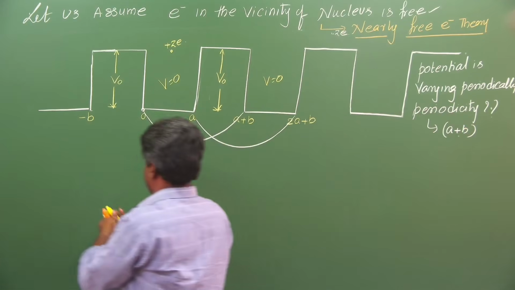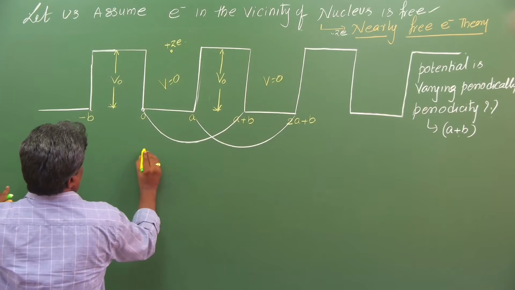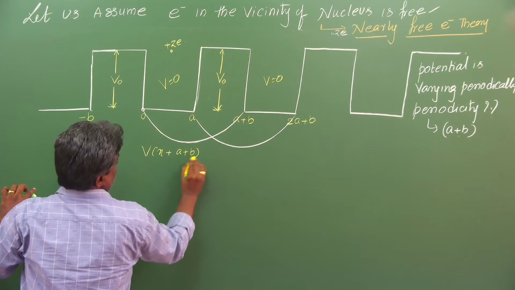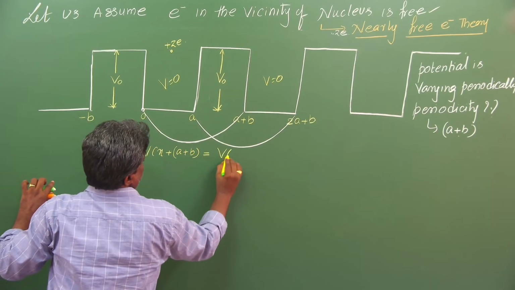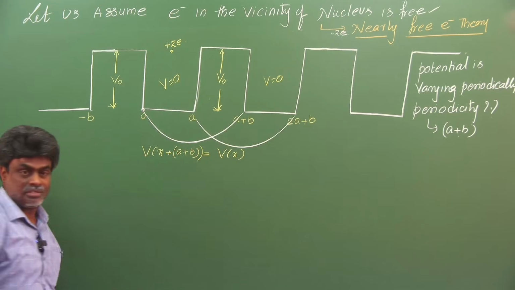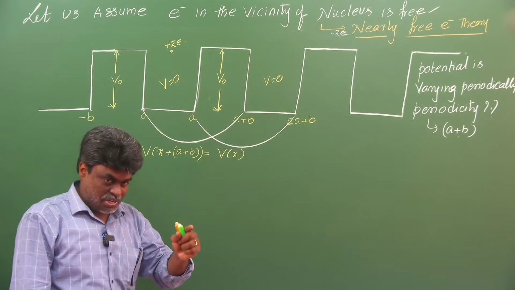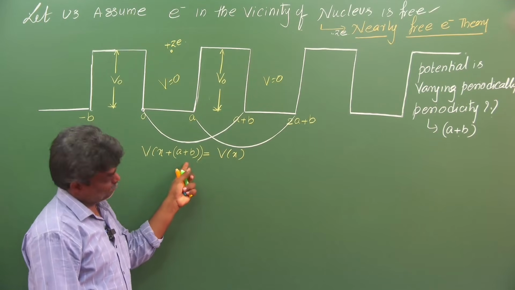That's good. So we can say one thing: this is the periodic potential with periodicity A plus B. So your electron in the lattice is moving in the periodic potential V of x with periodicity A plus B. That's good.